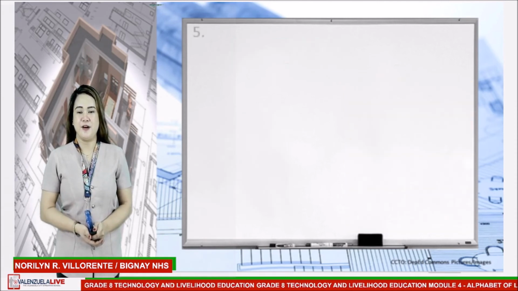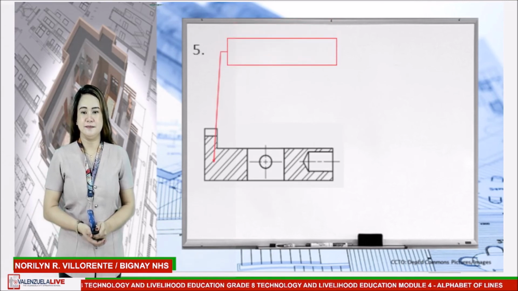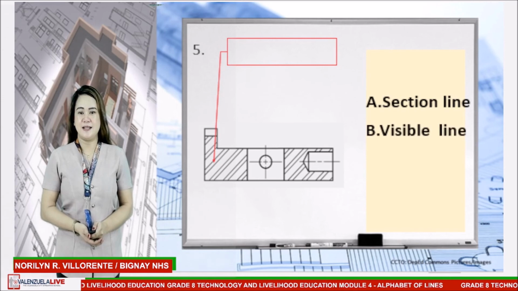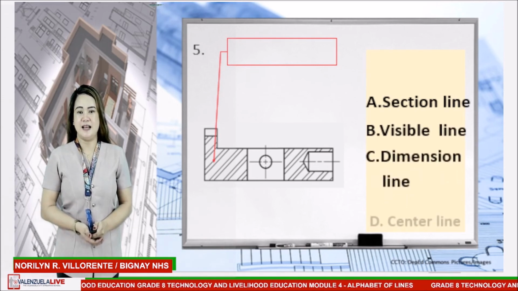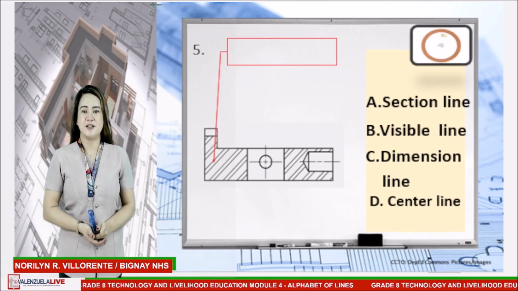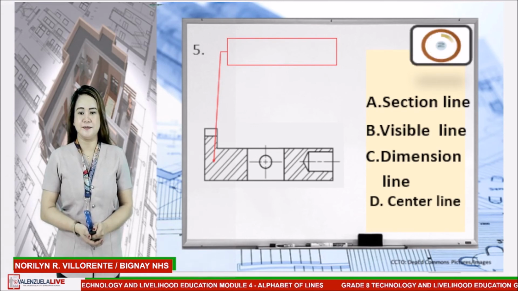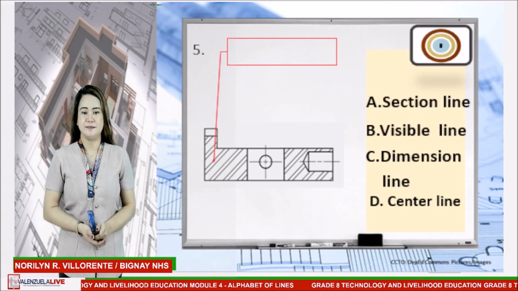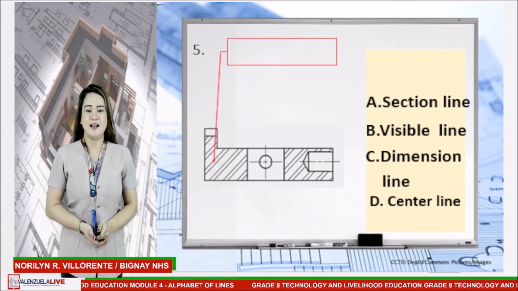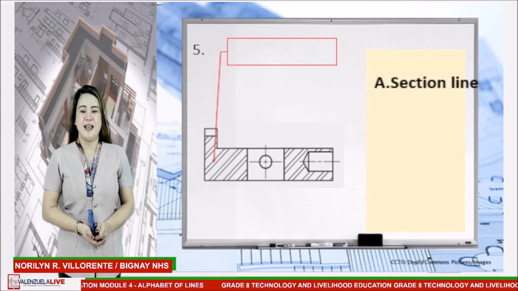Number 5. A, section line. B, visible line. C, dimension line. D, center line. What is the correct answer? Your timer starts now. Time is up. The correct answer is letter A.